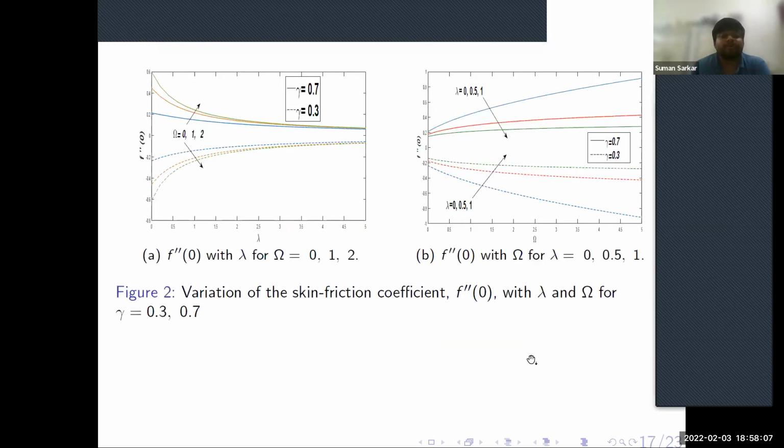For validation of our existence results, we plot f''(0) with respect to lambda and omega for gamma equal to 0.3 and 0.7. In both cases, it is observed that f'' has a unique value. It is also worth mentioning that in figure 2, it is noticed that for large values of lambda, the flow domain is not remarkably affected by the permeability parameter omega.